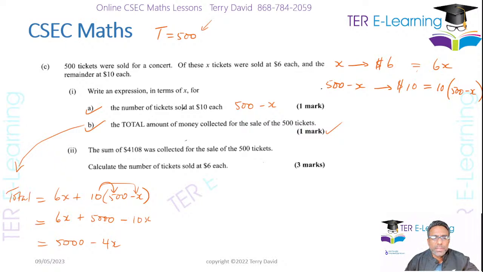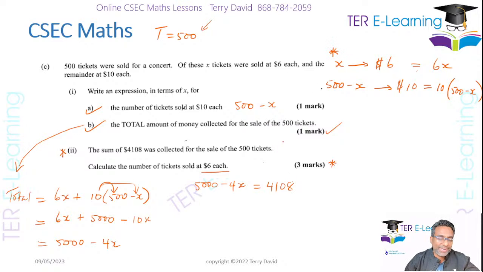All right, so that is part 1A and B. And the last part here now, they said the sum of $4,108 was collected for the sale of the 500 tickets. Calculate the number of tickets sold at $6. Now, I don't know why they're giving you 3 marks for this, because that is very straightforward. All we're going to do is this: the total amount collected is 5,000 minus 4X, and the money that they collected here was 4,108. Now, remember, X tickets were sold at $6.